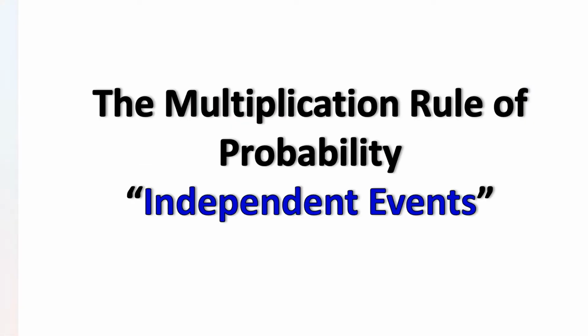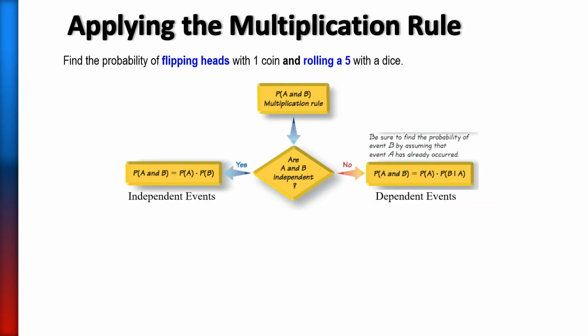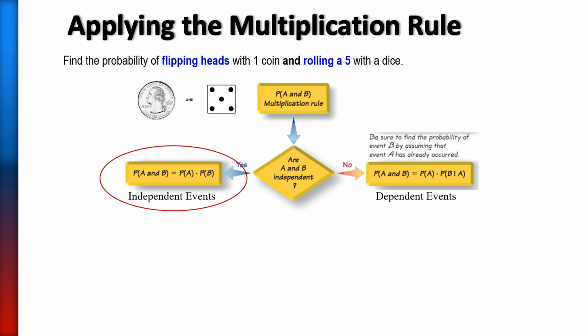Using the multiplication rule of probability for independent events. Find the probability of flipping heads with one coin and rolling a 5 with a dice. Well, the first question you want to ask yourself is, are events A and B independent? Now, event A represents flipping a coin. Event B represents rolling a die. So are these two events independent? Well, the answer is yes, because flipping a coin and getting heads or tails has nothing to do with rolling a dice. So therefore, these are what we call independent events.